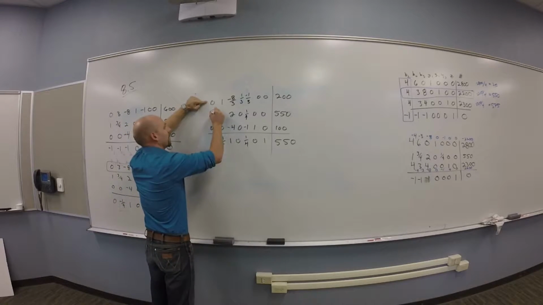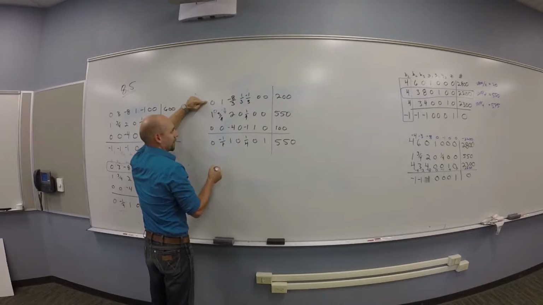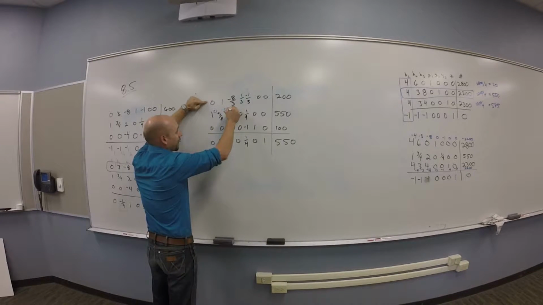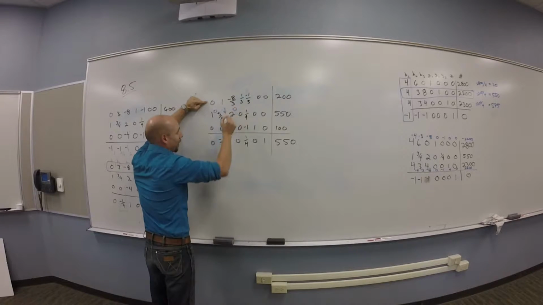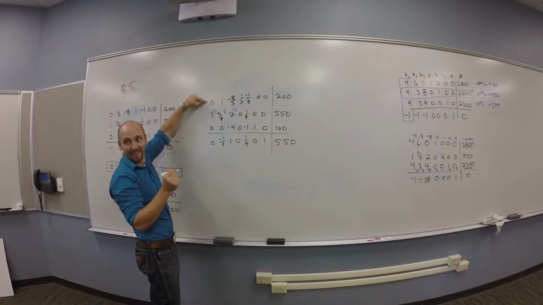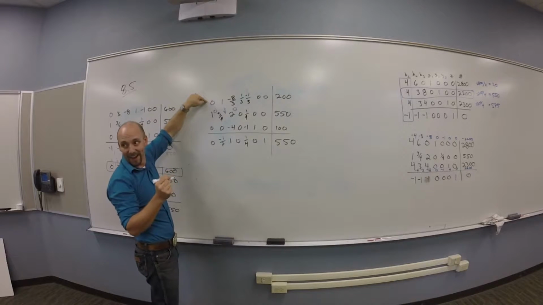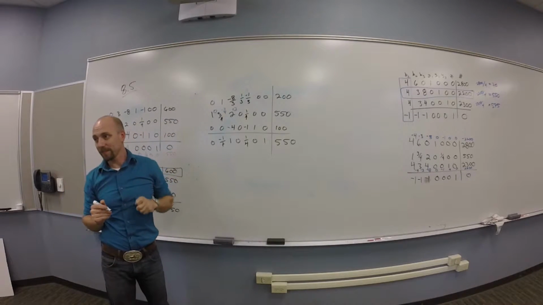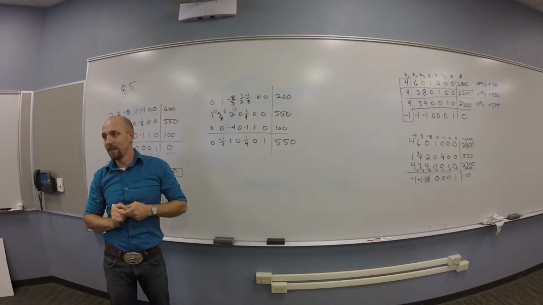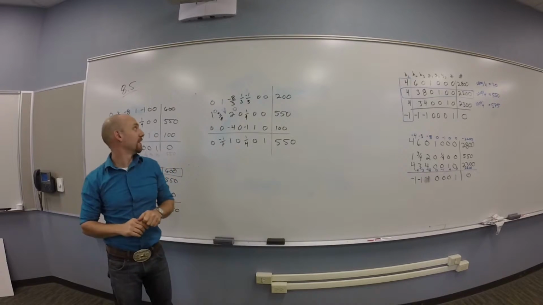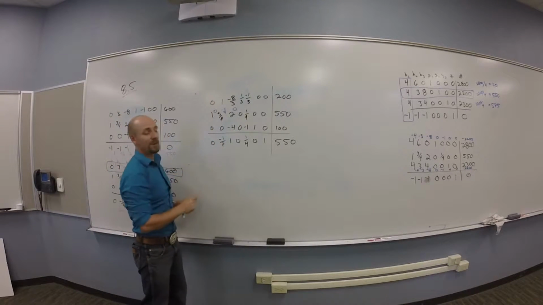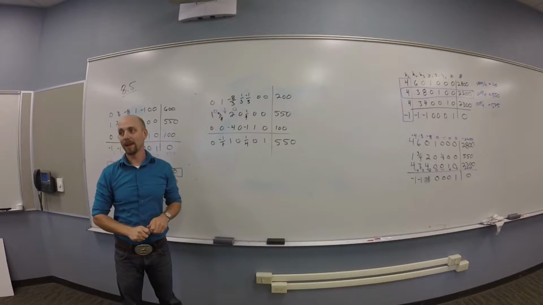So I'm going to get 0, -3/4, and 2. Hey, I have a question. What? Why do you have to make the 3/4 a 0? Because I'm trying to make this an identity column so I can read off how many box 2s I'm going to make. Okay.